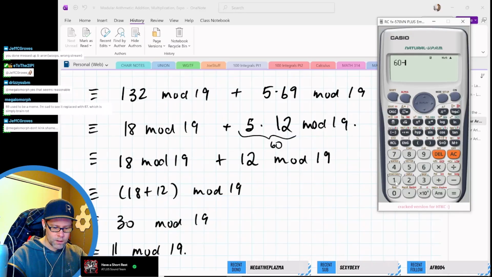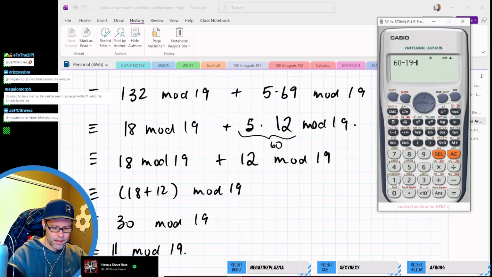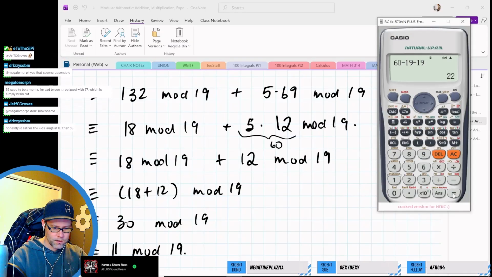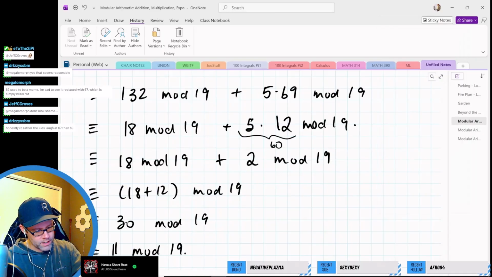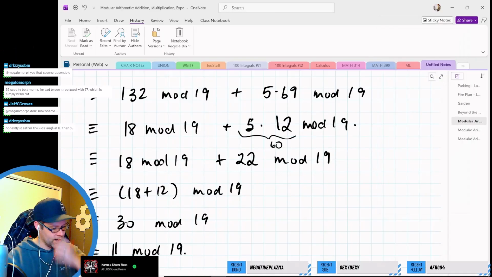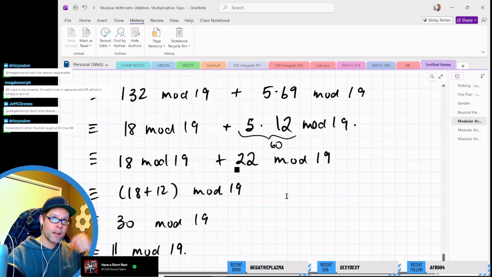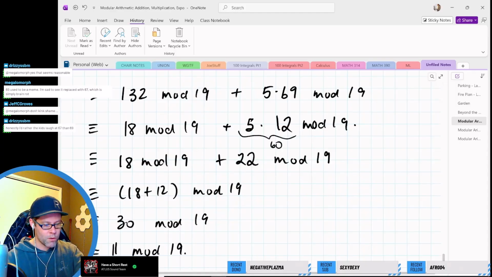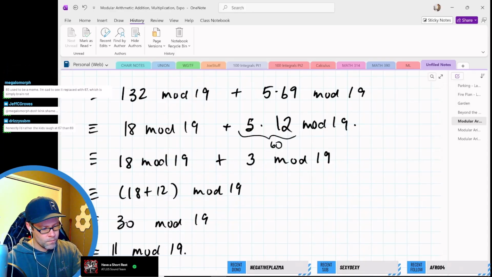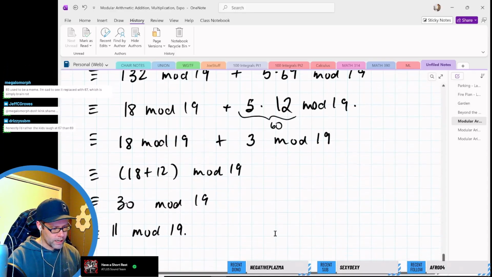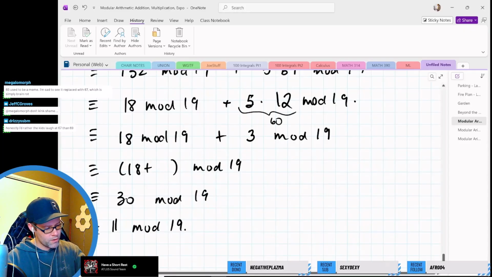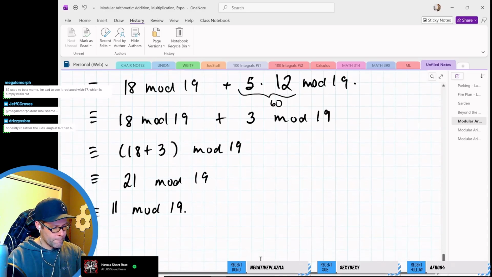So let's see what that gets updated to. I think we should be able to do 2. 22, yeah, okay. So there's the 10 that I thought we would be out by. But I can take away another 19, and that would give me 20, 21, so it would give me 3. So we're really looking at 18 plus 3, which is 21. And that would give us 2 mod 19.